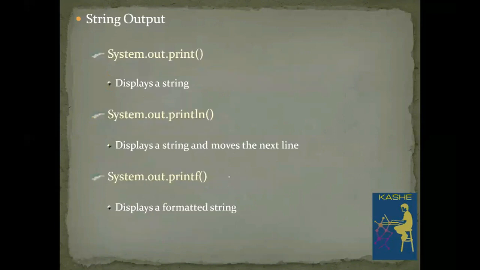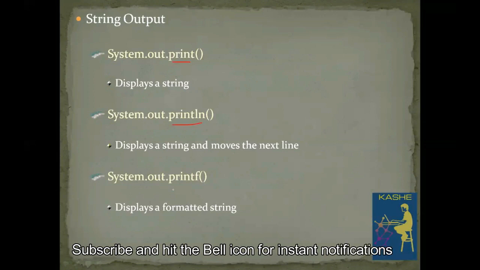Then we have three different methods to display our string on the output device. The first one is print, the second one is println, and the third one is printf. These are the methods available in the System.out class. So what is the difference among all these?